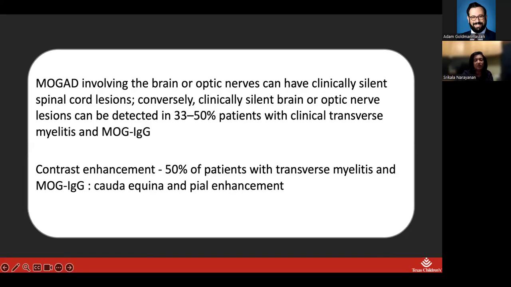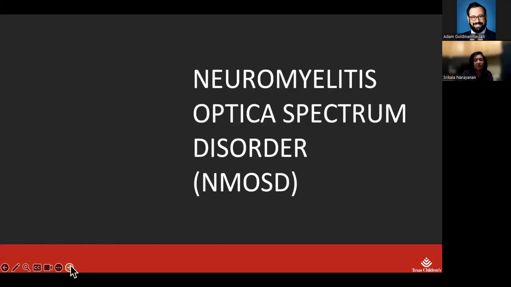Okay. So another couple of take-homes: they can have clinically silent lesions. If you have disease involving the brain or optic nerves, you want to make sure you're imaging the brain, orbits, and the spine in all of these demyelinating diseases. And as we talked about meningeal enhancement in the brain, similarly, contrast enhancement can be seen in the spine, with about 50% of patients with transverse myelitis and MOG-IgG positivity having cauda equina enhancement. So, give contrast in your protocols, of course.